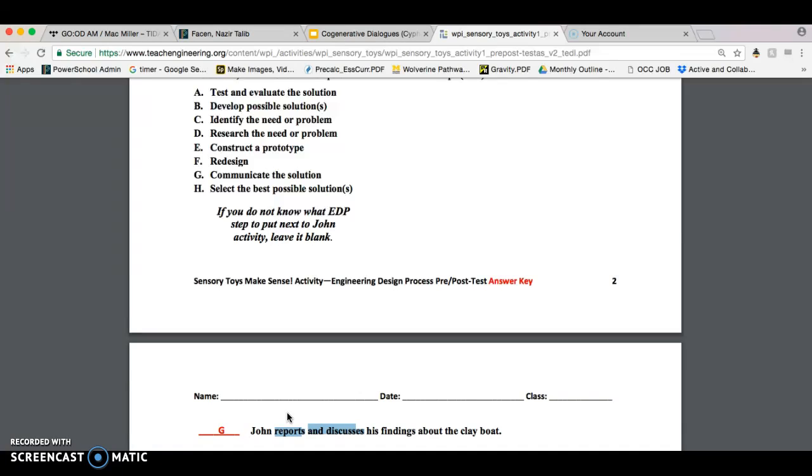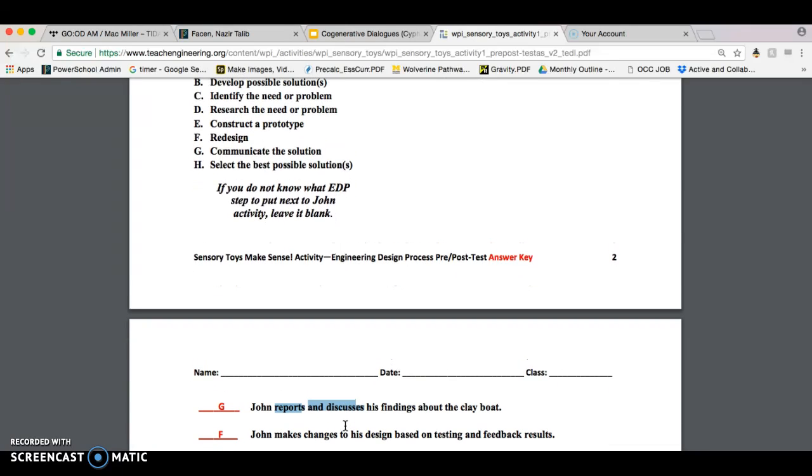So it says John reports, discusses, and his finding about the clay boat. So he did some type of research, and then he communicated with somebody. So that would be G, communicate the solutions. And you can see that's from report and discusses.